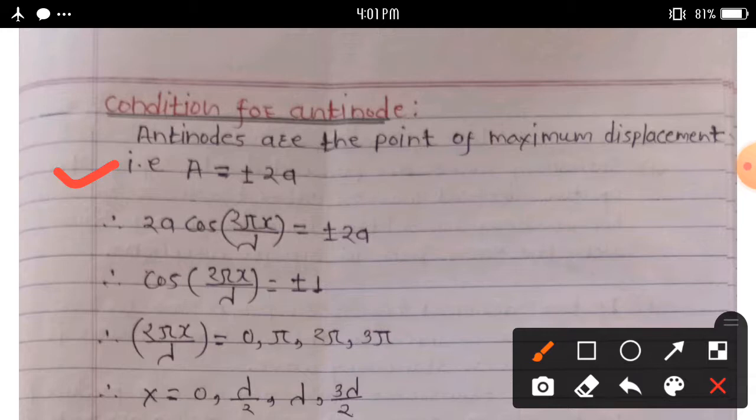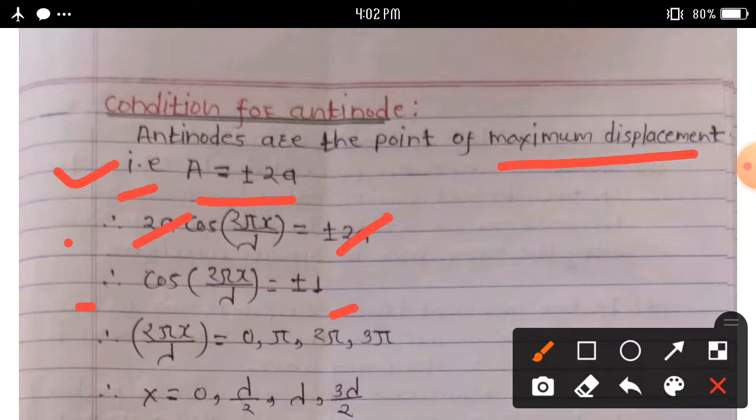The points of the medium which vibrate with maximum amplitude are called antinodes. What do you mean by antinodes? The points of the medium which vibrate with maximum amplitude are called antinodes. Here antinodes are the points of maximum displacement, that is A is equal to plus or minus 2a. Then according to this formula, 2a cos(2πx/λ) is equal to plus or minus 2a. Here 2a gets cancelled, remaining what? cos(2πx/λ) is equal to plus or minus 1.